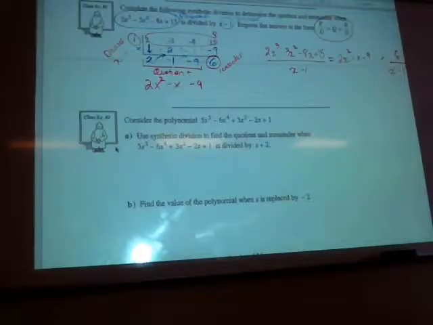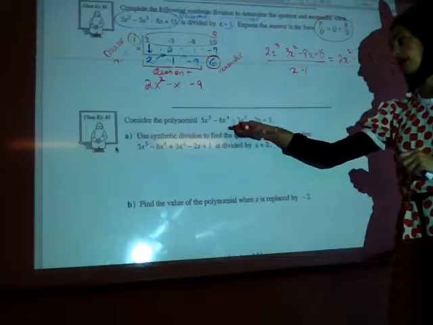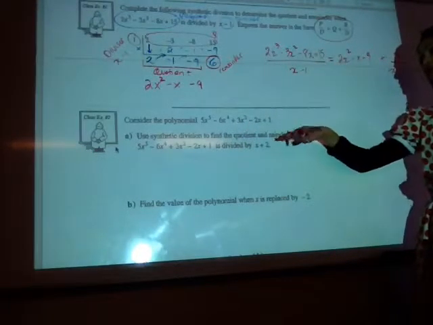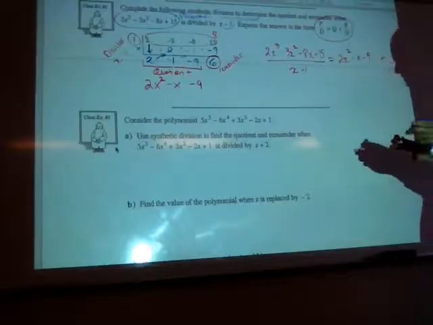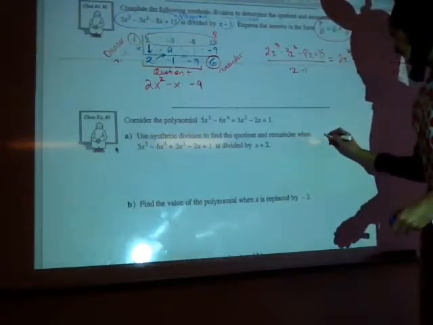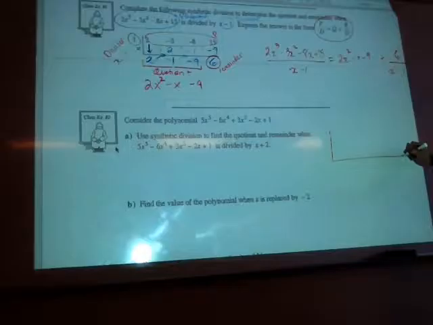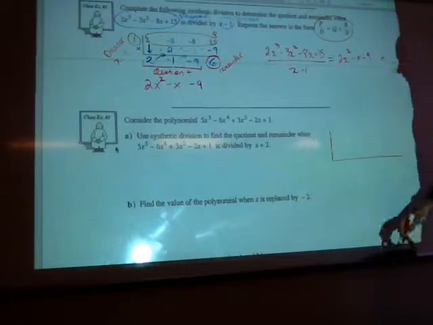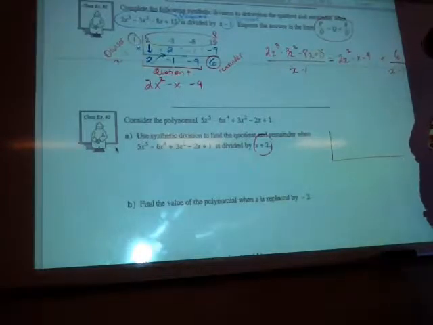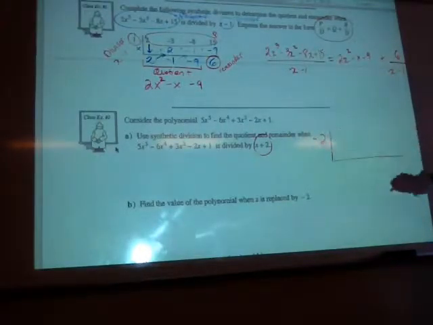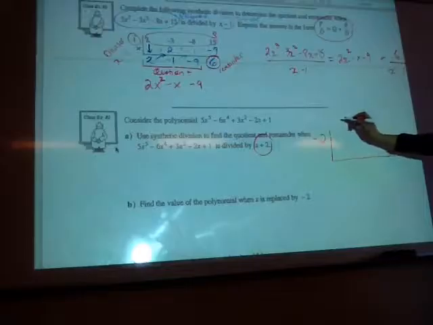Alright, next one. Consider the polynomial 5x to the power of 5 minus 6x to the power of 4 plus 3x squared minus 2x plus 1. Lots of numbers there. Which placeholder do we have to remember? Good, 0x cubed. So we're going to set it up. I'm just going to do it on the side here. Okay, based on this divisor, x plus 2, what number will go on the side? Negative 2. Good job.